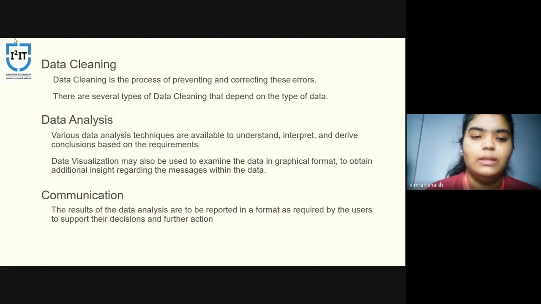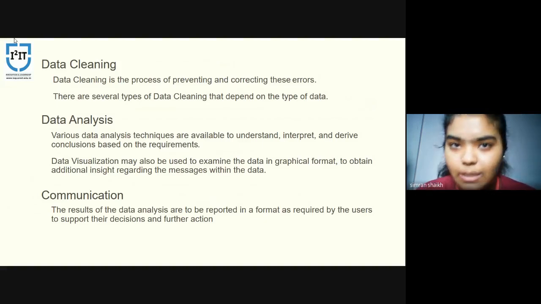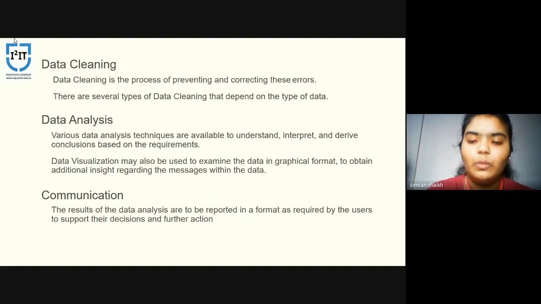Communication. This is the sixth step of data processing. The results of a data analysis are to be reported in a format as required by the user to support their decisions. Now, what does this mean? That whatever data analysis is there, it should be communicated in an easy way to understand.